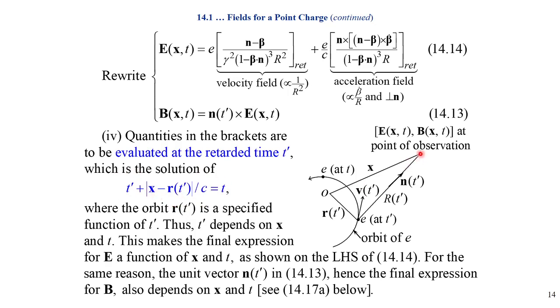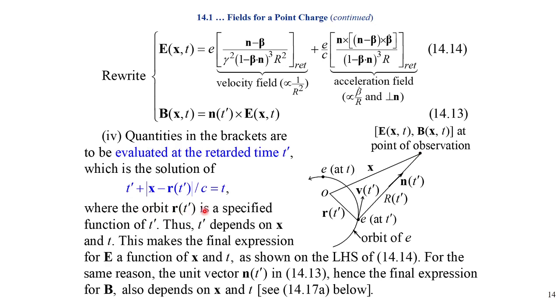x is the position of the observer. t prime is evaluated at t prime, which means its position is here. You can simply consider the separation, x minus r, is here, divided by the speed of light. It takes that time from t prime to t.